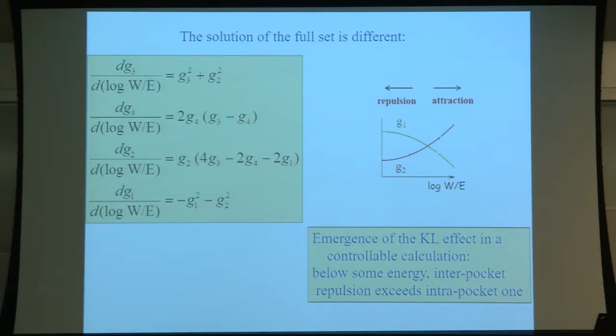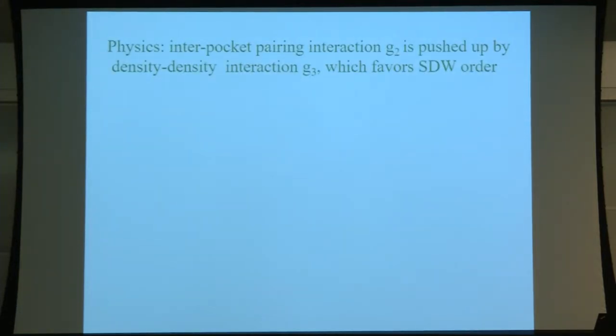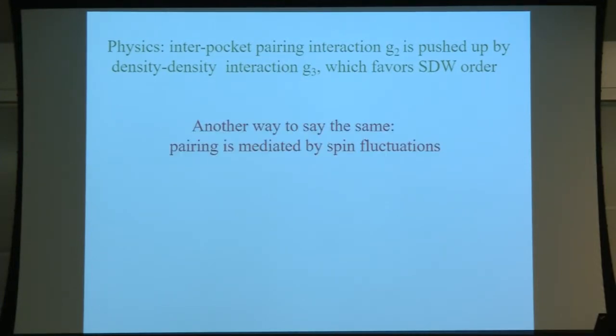But in doing this, we reach two goals. First of all, we can ask the question, why does this happen? Well, because there is a push of the good guy. The good guy is being pushed up by the interaction in the particle-hole channel. And this interaction, if you look carefully at the equations, is called G3, and this is the one which favors spin density wave order. So in some sense, what I'm describing to you is an intelligent way to say that somehow pairing is mediated by spin fluctuations. Because as the system tends to develop spin density wave order, it also pushes up interactions that favor S plus minus superconductivity. And you clearly see this from the equations.